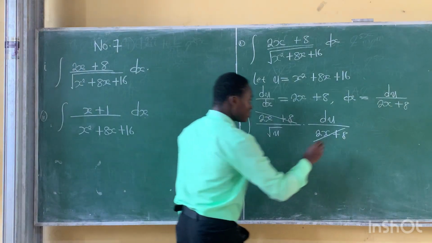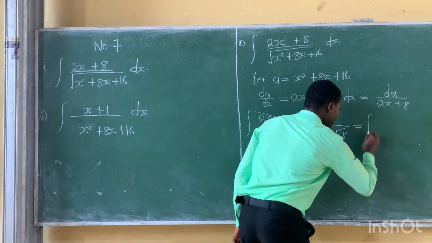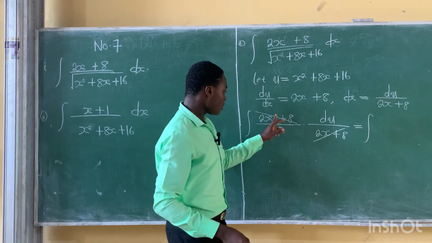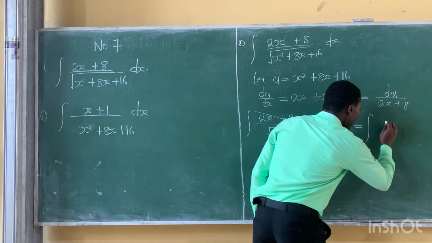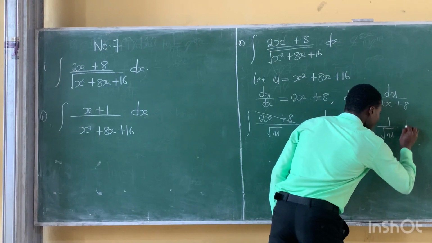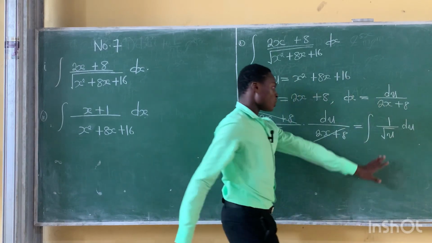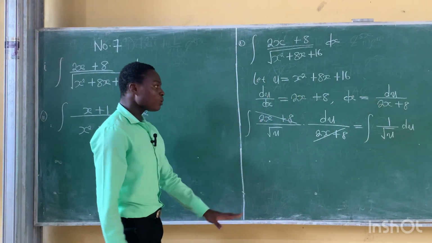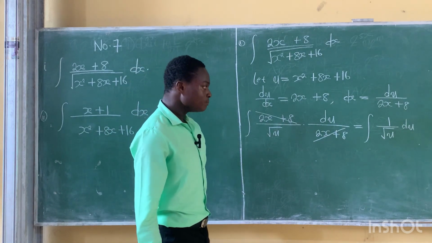So if you observe, this now can cancel this. So if that is true, it means we are going to have the integral of 1 over the square root of u with respect to u. So this is what we are going to integrate now, and which is much easier for us to integrate.